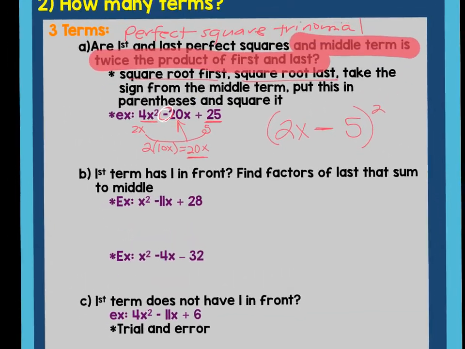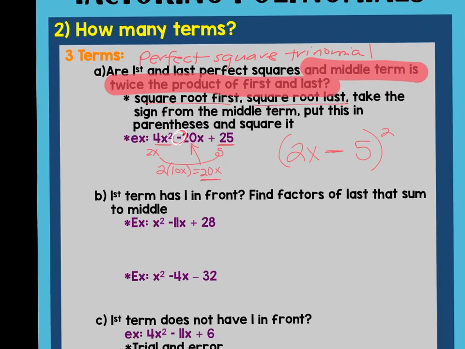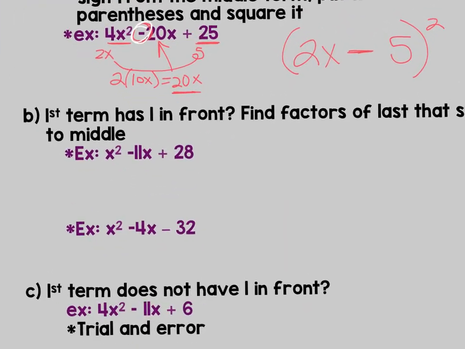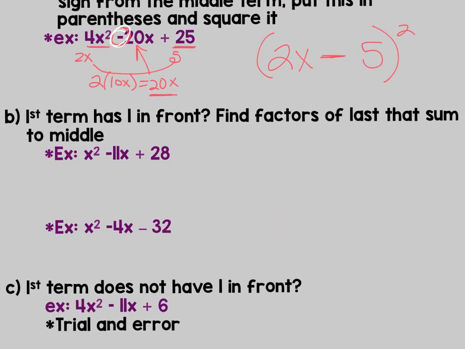So B says we're under that there's 3 terms, so there's 3 terms. It's not a perfect square trinomial. The number at the front has a 1 in front of it, or the term at the front, sorry. So something like an x squared, or an a squared, or a y squared, the variables can change, but there is no number here. Then you're going to find the factors of the last term that sum to the middle number. So again, this is probably the one that you guys remember the most. So I would look at the factors of 28, and I'm looking for the factors of 28 that add up to a negative 11.